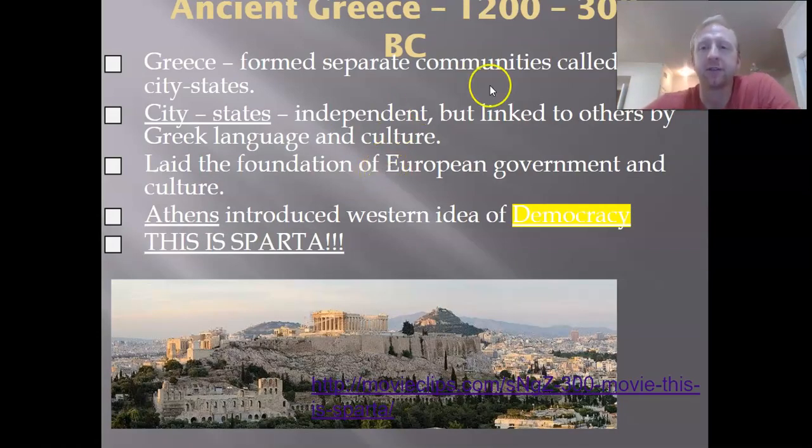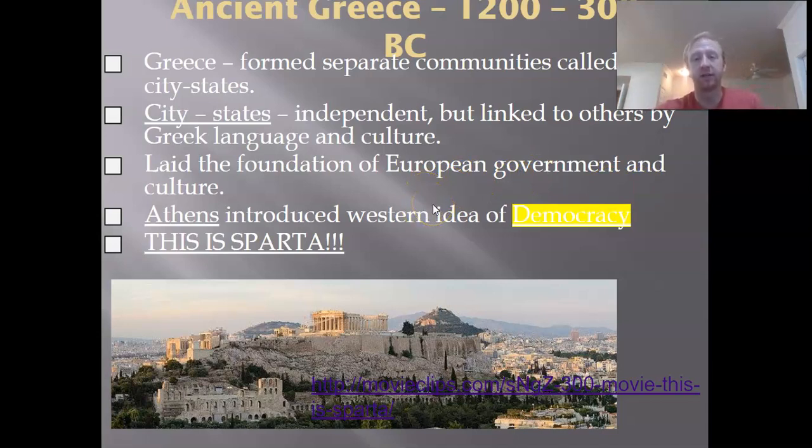So ancient Greece formed separate communities called city-states, right? If you look at the terrain, speaking of geography, it's extremely rocky and extremely hilly. And so they had a really hard time being spread out and finding different places to live. They all kind of lived in these cities, all in one spot, because it was so rocky. And so they were these very independent little nations, if you will, and this laid the foundation of European government and culture.